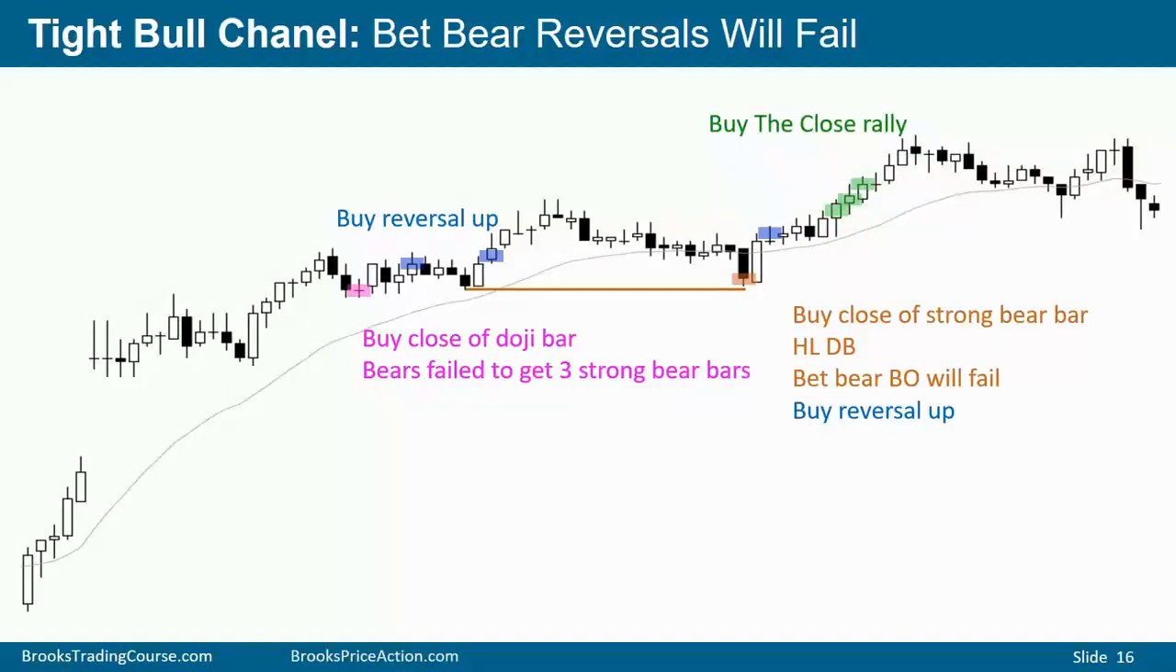Traders were buying closes. After 5 or 6 buy the close bars, traders have to be ready for a reversal down. And usually you get out below the first bear bar.